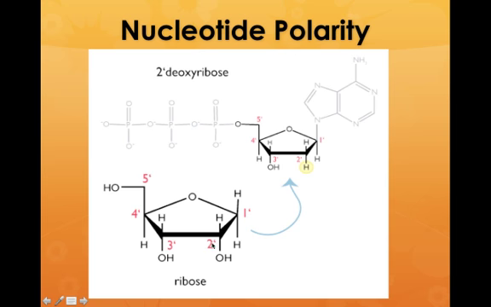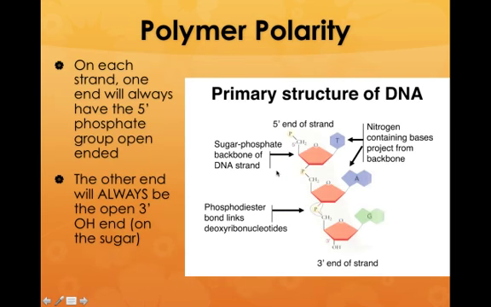No matter what we're talking about, ribose or deoxyribose, there will always be a 5' phosphate and a 3' hydroxyl. Again, we're looking at polarity. On each strand, one end will always have a 5' end sticking out and the other a 3' end sticking out. It's just the nature of how the molecules stack on one another. 3' end, 5' end.